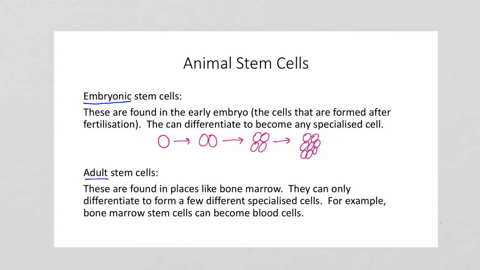The beautiful thing about these, as we just alluded to, is they can differentiate to become any type of specialized cell. So again, you started life as one cell, the zygote, which divided to start to make the early embryo. Those cells are what we call totipotent. They can turn into any type of specialized cell. They can differentiate into any type of specialized cell. And that's what makes embryonic stem cells so special.